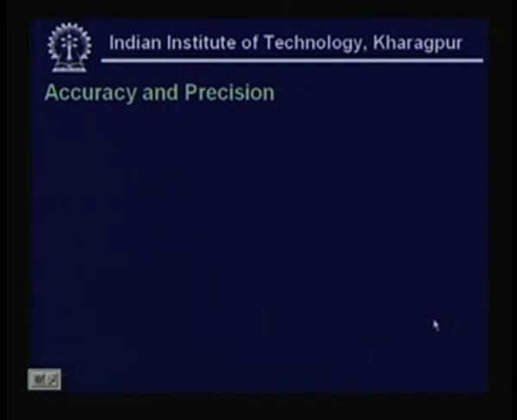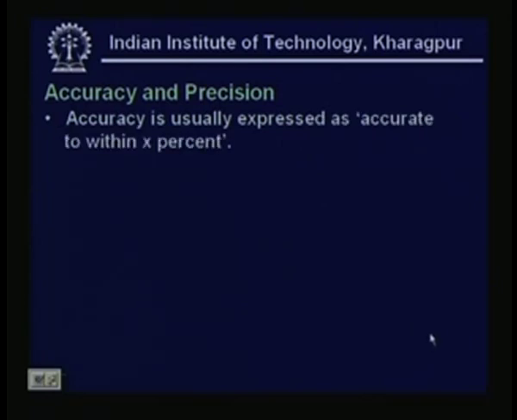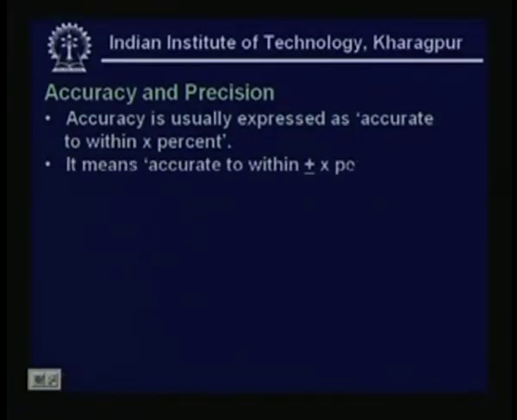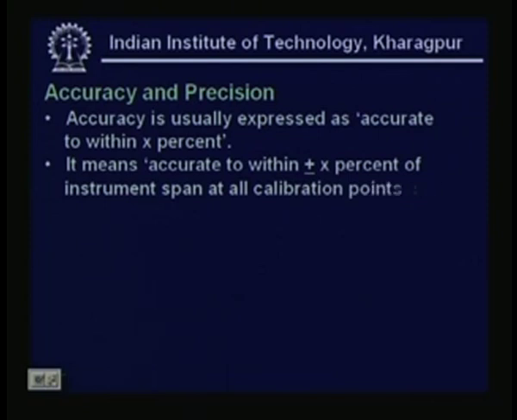Now accuracy actually means accuracy and precision. Accuracy is usually expressed as accurate to within x%. Even though we have not exactly used the same word, accuracy and accurate are slightly different. We usually don't like it if somebody uses the same word in the definition itself, but these two are different. Accurate to within x% means accurate to within plus minus x% of the instrument span at all calibration points of the scale unless otherwise stated.